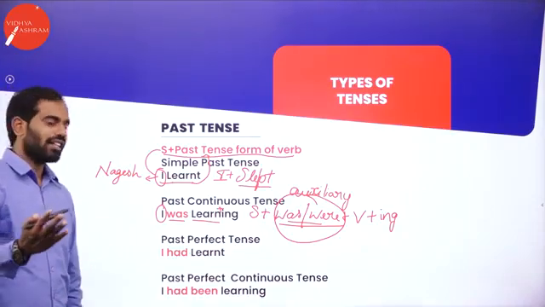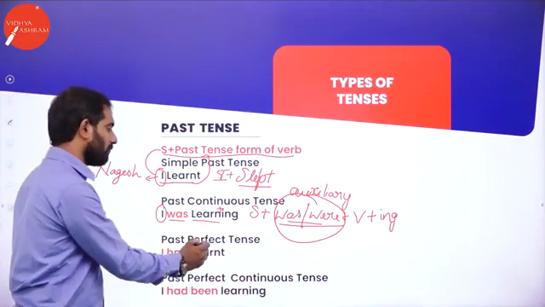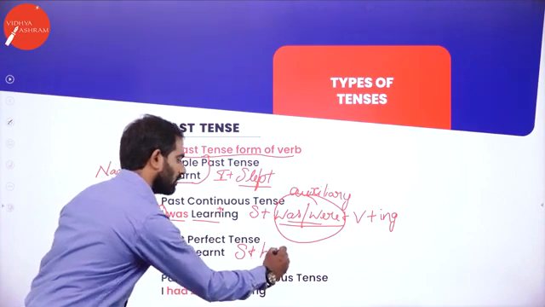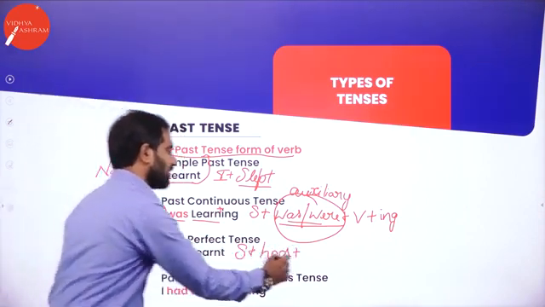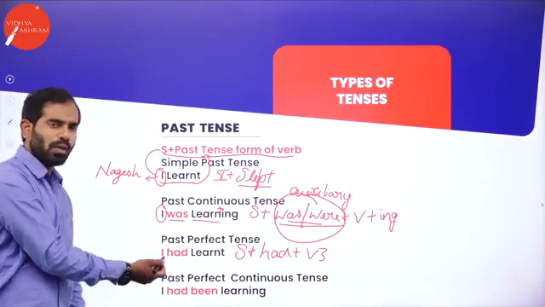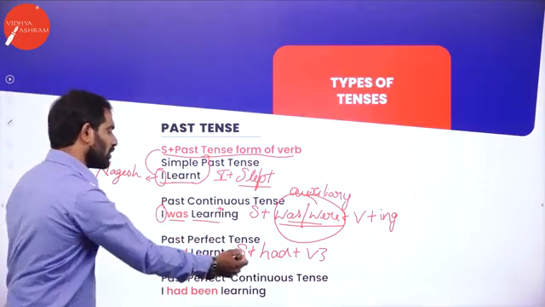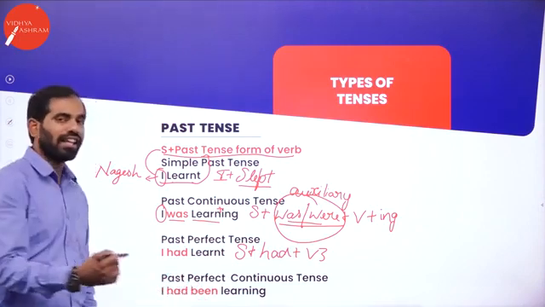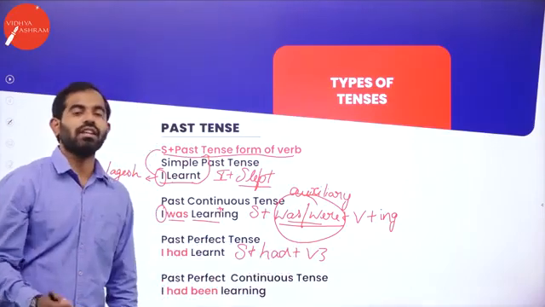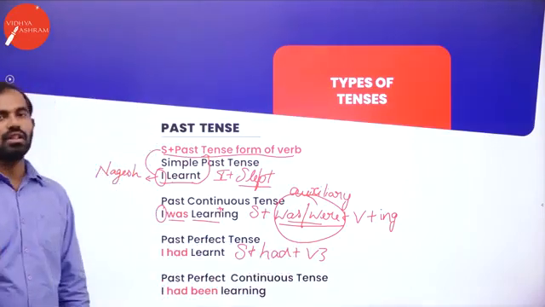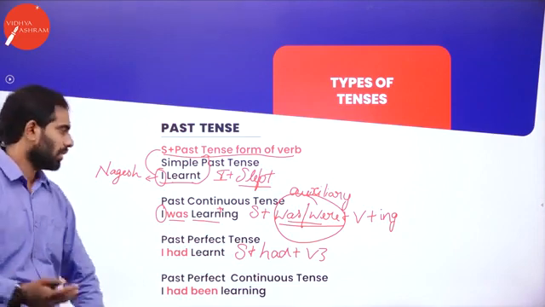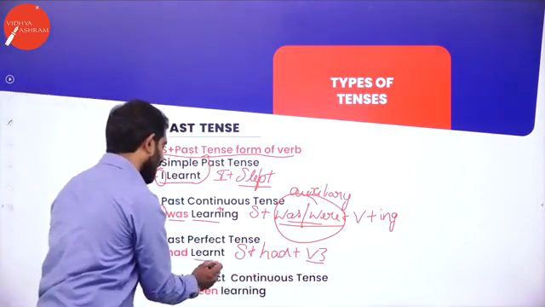Under the past tense, let us move on to the third subtense, past perfect tense. Now subject plus had plus V3, we call it V3. I had learnt. I have taken the same verb here, and if you observe, only the auxiliary verbs play a key role in tenses. I had learnt. What is this V3? First form of verb is learn, second form is past tense, third form is past participle.